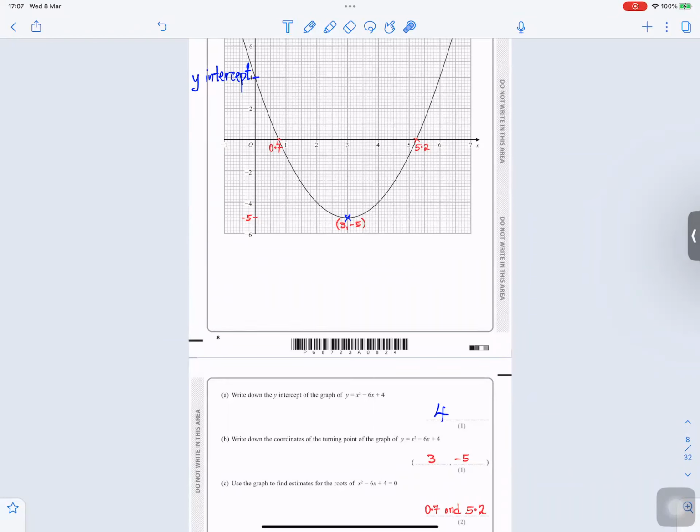That's the graph showing all those answers there. That 4 is that point there. 3, minus 5 is that coordinate there. 0.7 is the root there. And 5.2 is the root there.